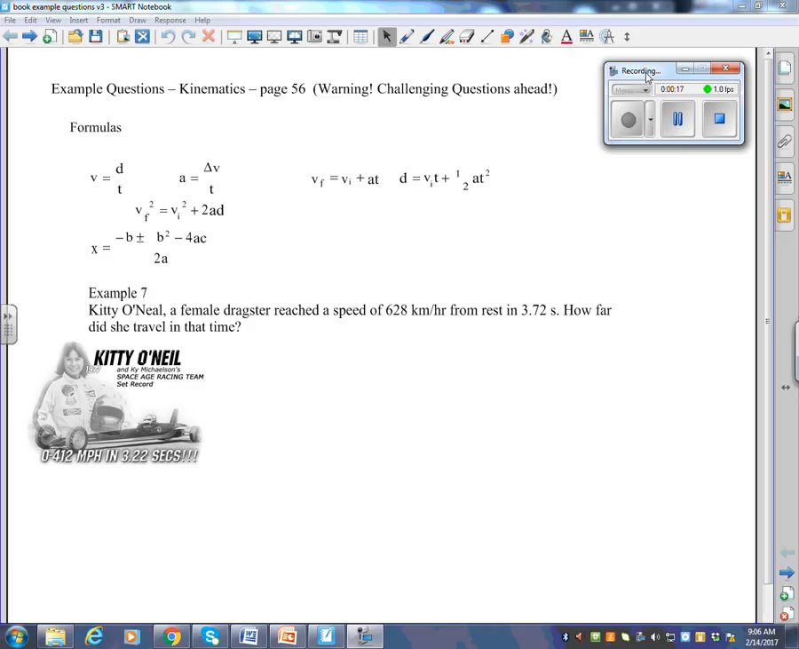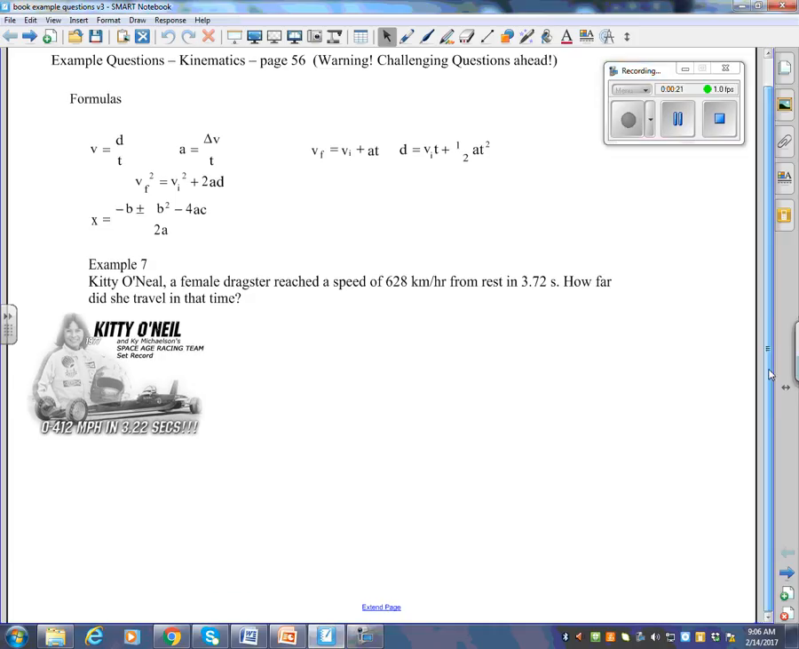Okay, so let's have a look here at number 7. Kitty O'Neill, a female dragster, reached a speed of 628 kilometers per hour from rest in 3.72 seconds, and that's actually a true story. 412 miles per hour, if that's more your speed.